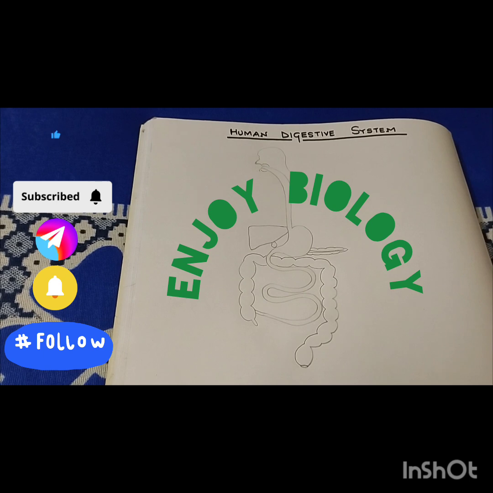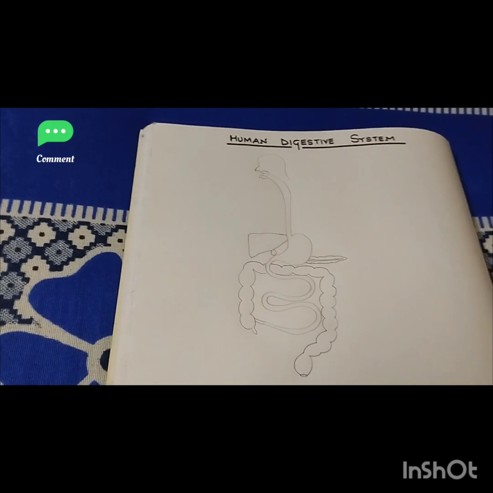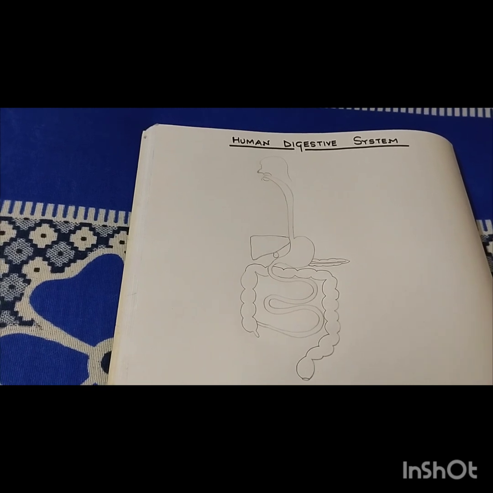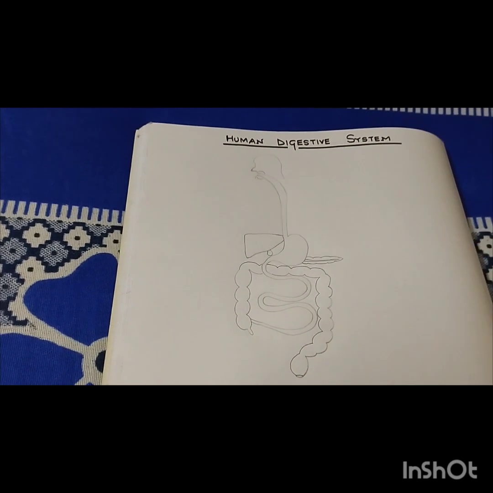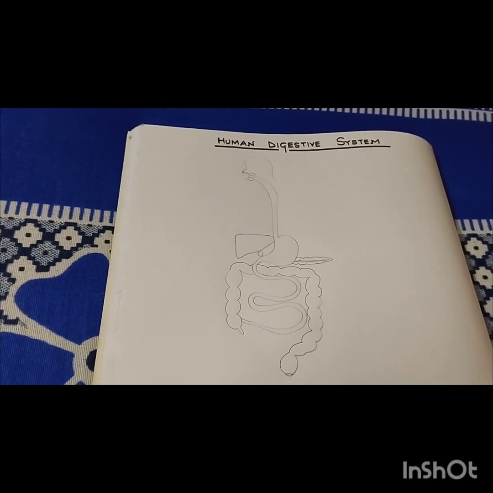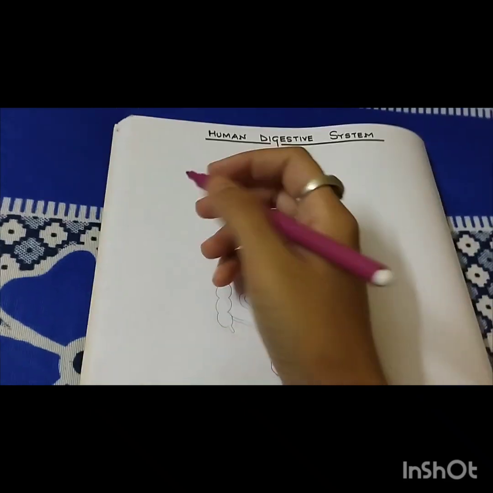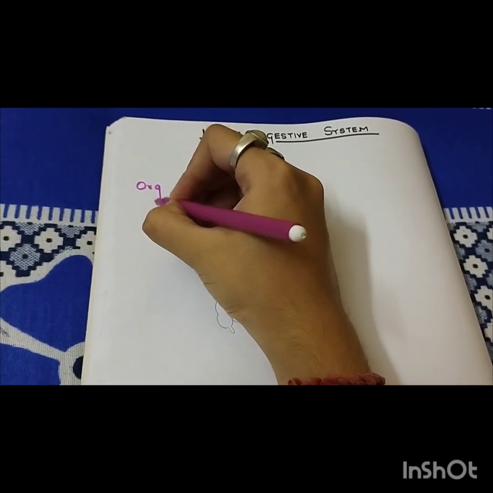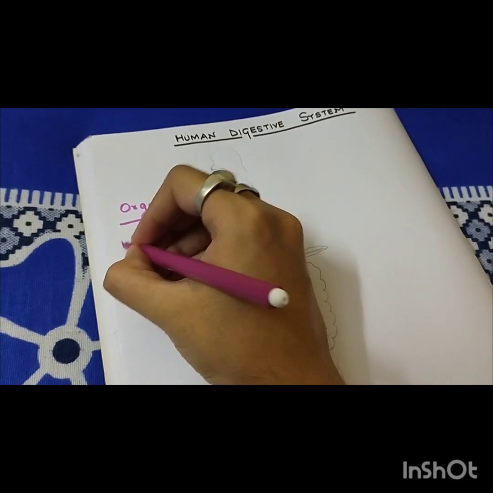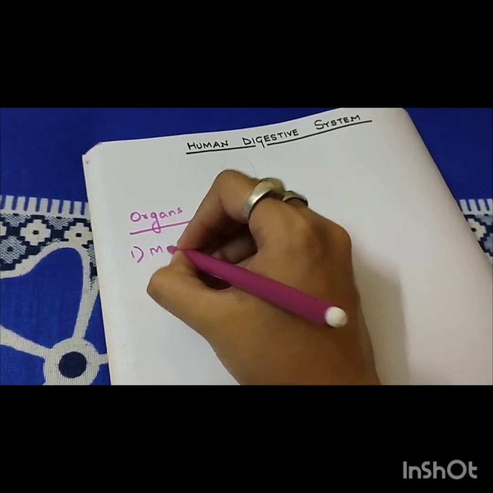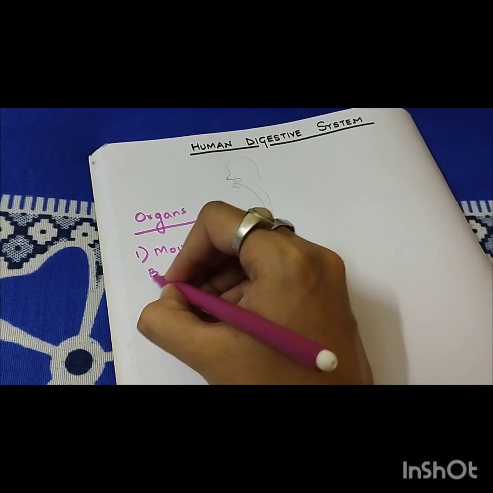So today we are going to discuss the human digestive system. First we have to notice what the organs involved in the human digestive system are. Let's think from which part of the body we take in our food. If we write down the organs, first will be the mouth. Mouth is also called the buccal cavity.